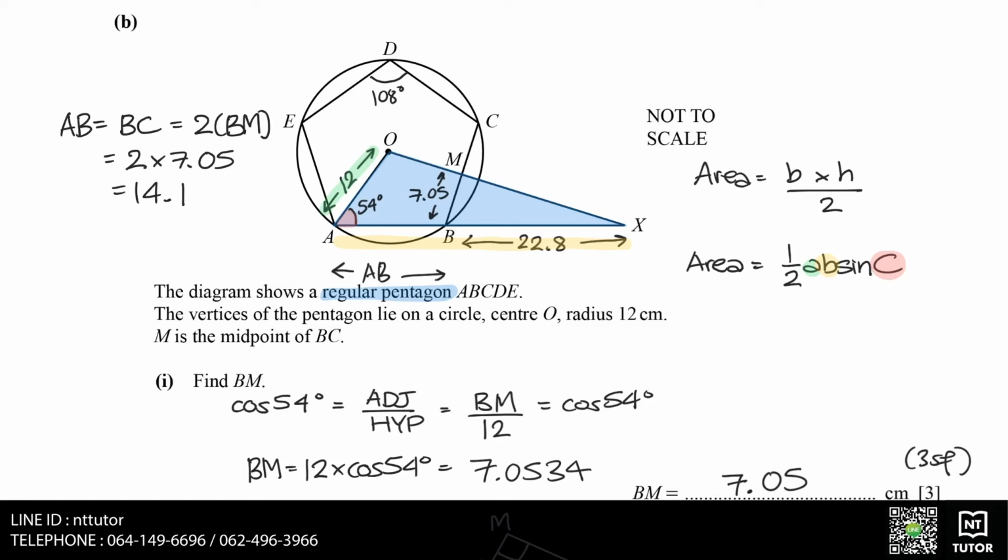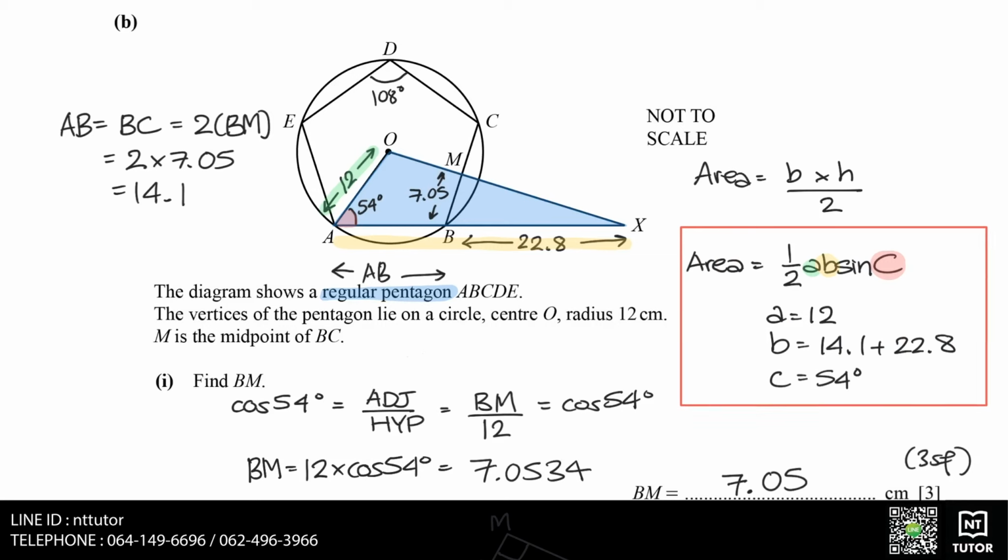So now we have A, which is equal to 12, and B, which is equal to AB plus BX, which is 14.1 plus 22.8, and angle C is equal to 54 degrees. So we have everything we need to find the area of triangle AOX by using half AB sine C.